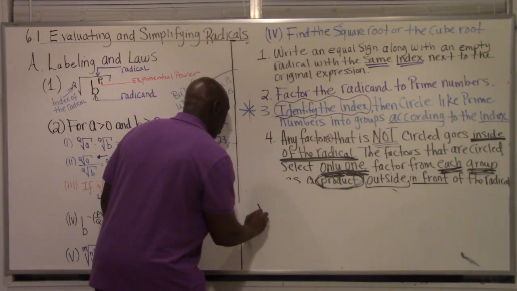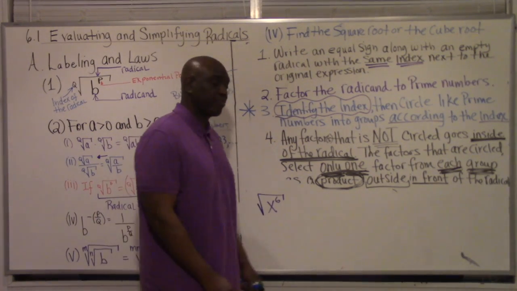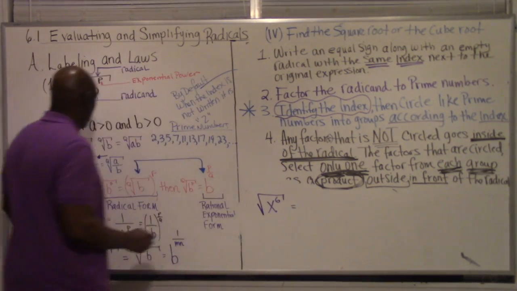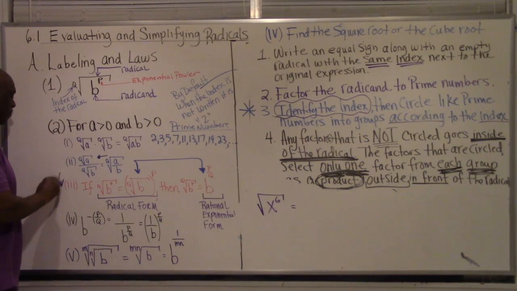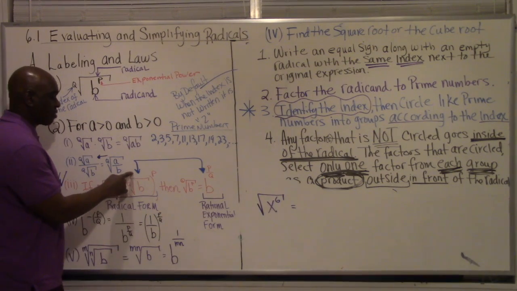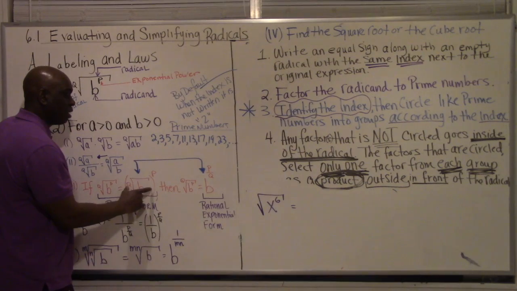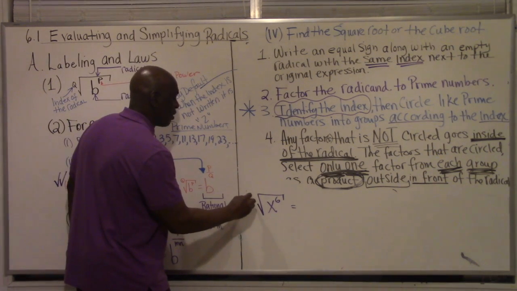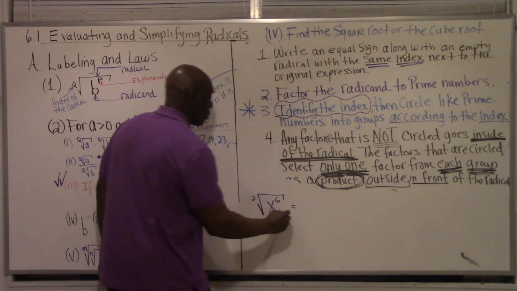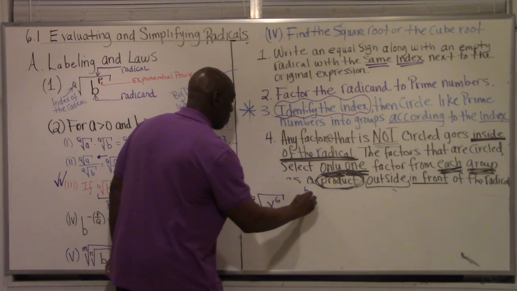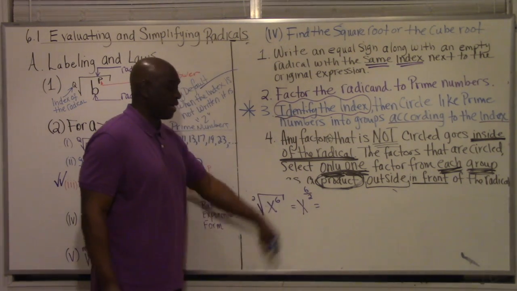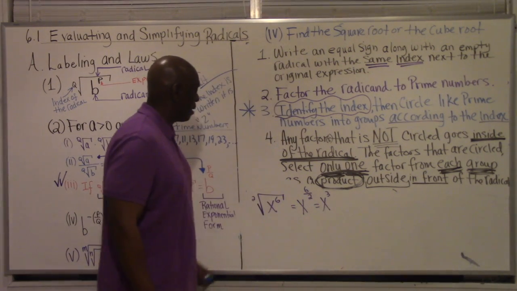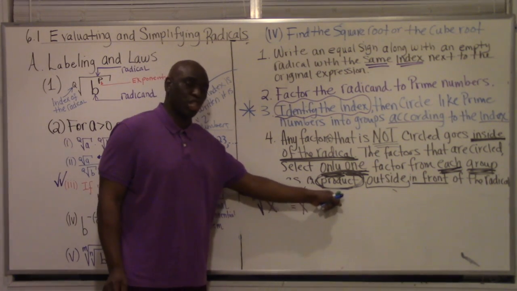All right, what if I have the square root of x to the power of 6? What does that equal? Well, you can take this and you can go back to rule number 3. Remember rule 3? Take the radical and write it as a rational exponent. Well, you know by default the index here is 2. So this is going to equal x to the 6 divided by 2. Which equals, well, what's 6 divided by 2? 3. X cubed. So there you go. The square root of x to the power of 6 is x cubed.